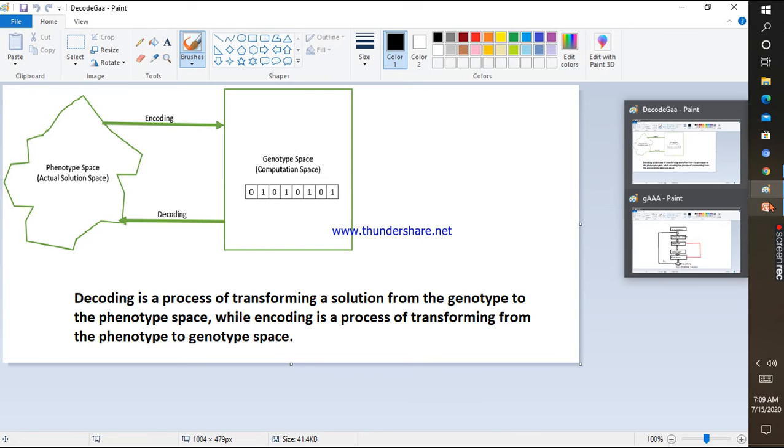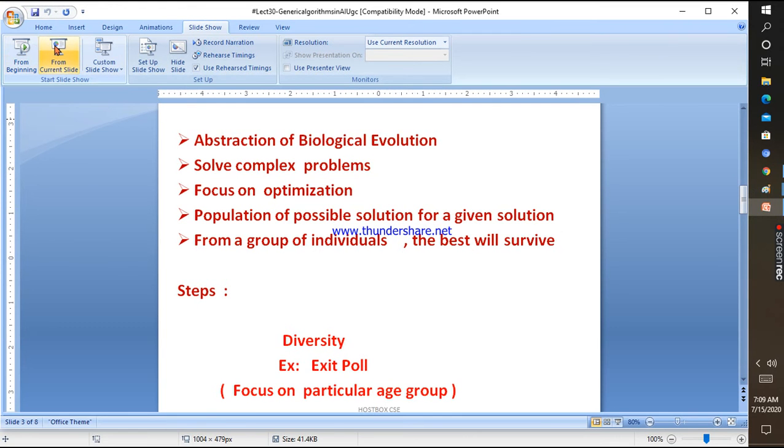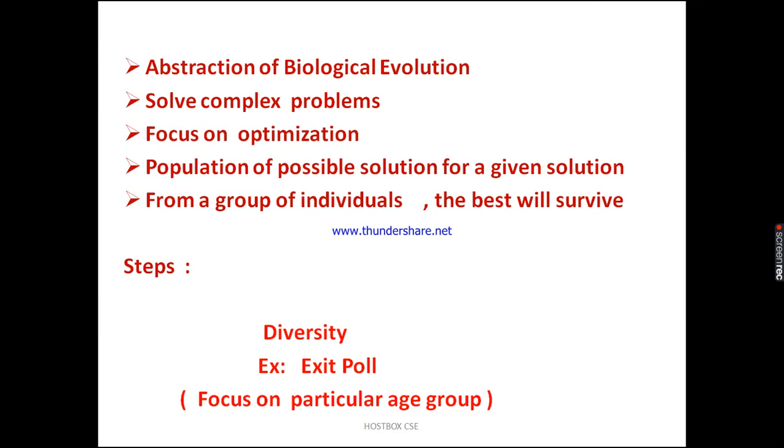Then back to the PPT. Now, what are the important points we will consider in these genetic algorithms? There are a lot of things, but I am saying the very important points here. The first one is abstraction of biological evolution.